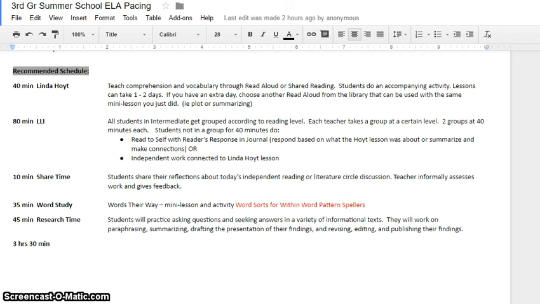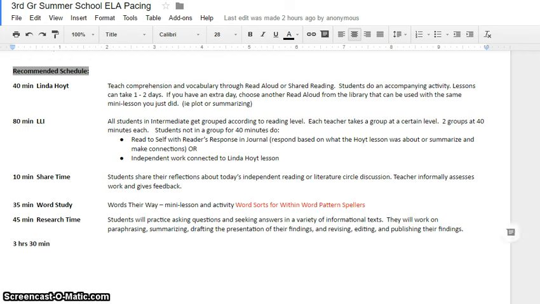Why are we deciding to do research time? Two reasons. One is that because Linda Hoyt is all literary text, we want to have time for students to be able to interact with informational text. And research is a wonderful avenue to do that because they have to read, find the main idea, summarize, paraphrase, and read text and graphic features to get information. It's also a way that we get in our writing, revising, and editing practice.